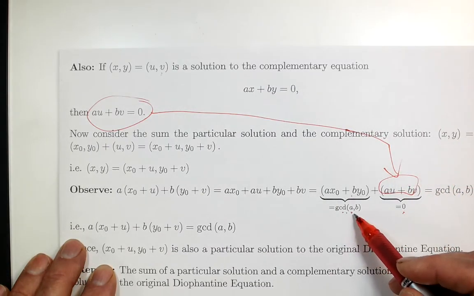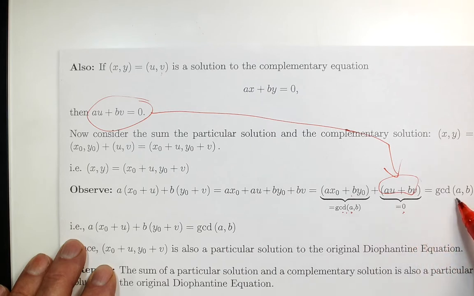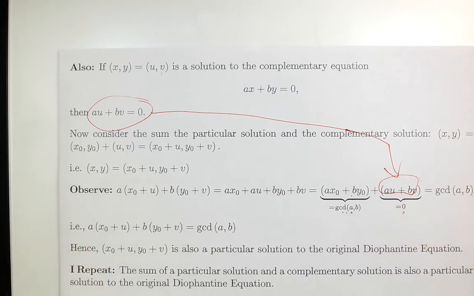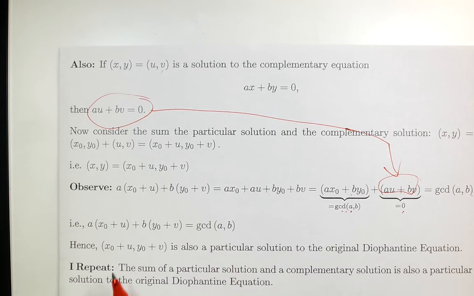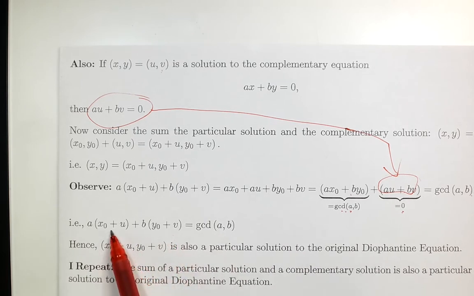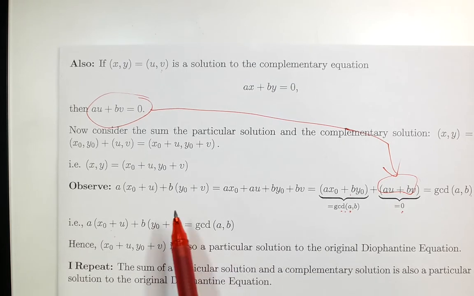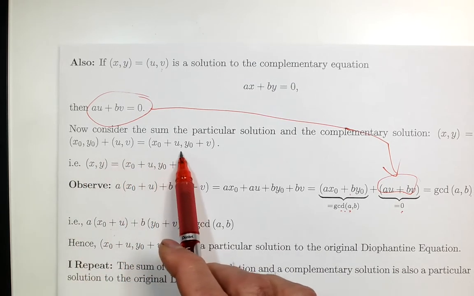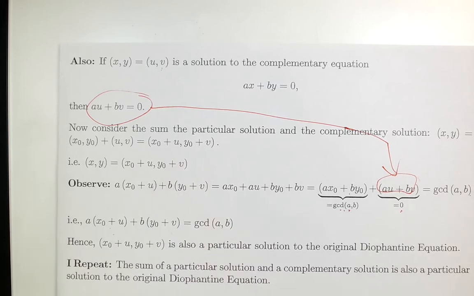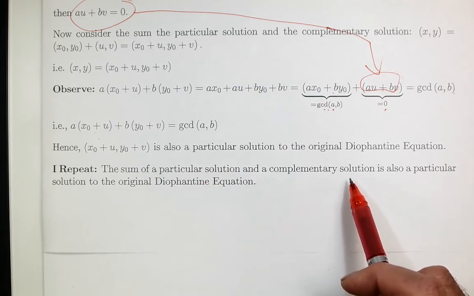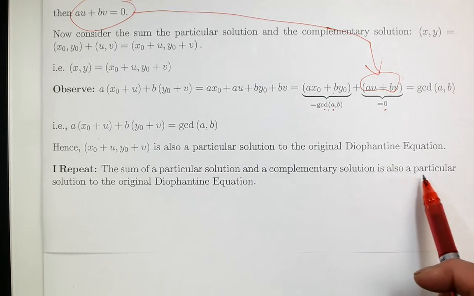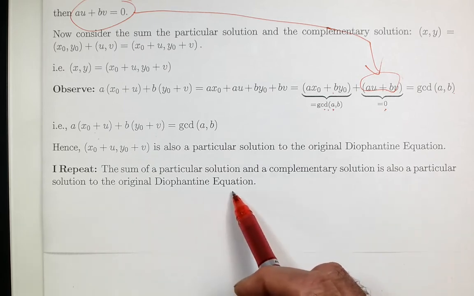So we add the greatest common divisor of a and b, and 0 together, and we get the greatest common divisor of a and b. So in other words, when we plug in x naught plus u, y naught plus v, we get the greatest common divisor of a and b. And again, what are these two things? x naught plus u, y naught plus v. They're the sum of a particular and complementary solution. So the sum of a particular solution and a complementary solution is also a particular solution to the original Diophantine equation.